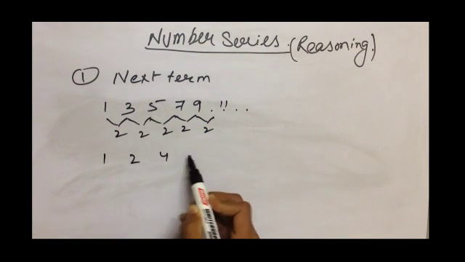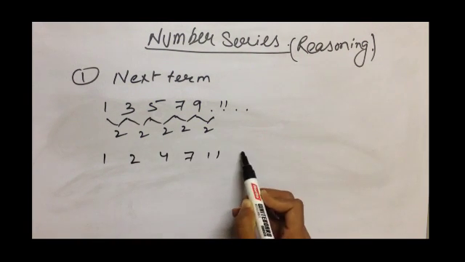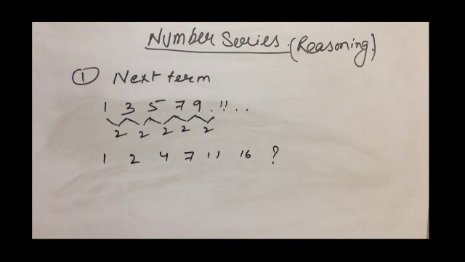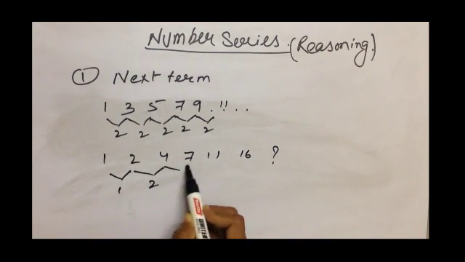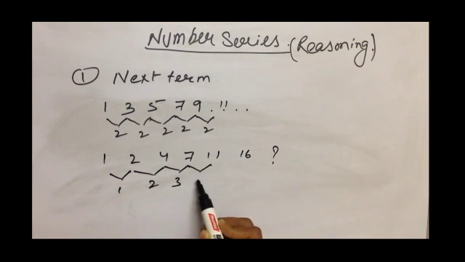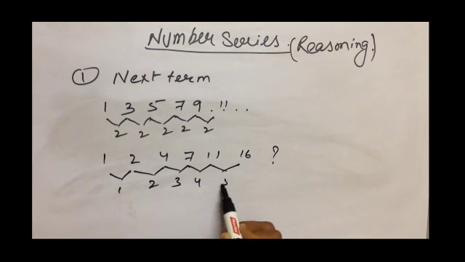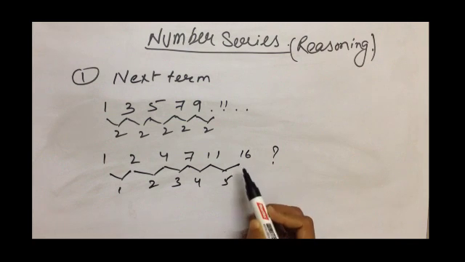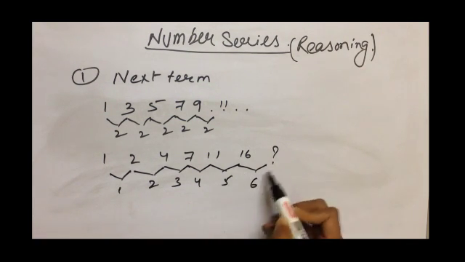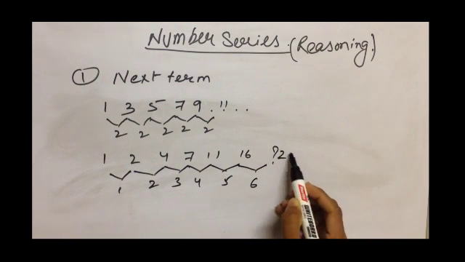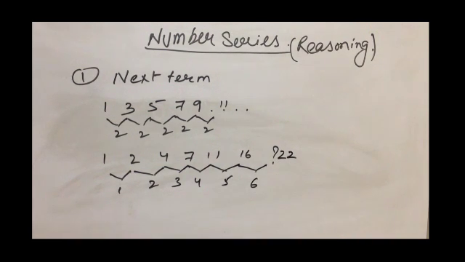It may be 1, 2, 4, 7, 11, then we have 16. We have to find the next term, right? What can I say? Here I can say that 2 minus 1 is 1, 4 minus 2 is 2, that is 3, this is 4, this is 5. I have to find the next one. I can easily say 1, 2, 3, 4, 5. It means my next term should be 6, so I can say 16 plus 6, it must be 22.